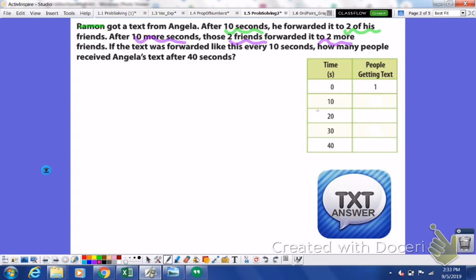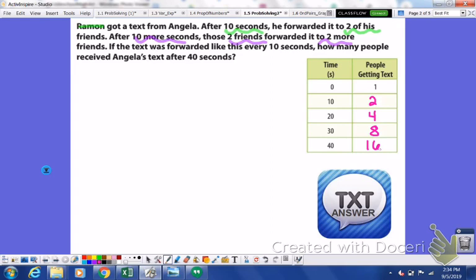After that first 10 seconds, he sends it to 2 of his friends. So after 10 seconds, 2 people have received the text. And then going back to our highlighting, after 10 more seconds, those 2 friends forwarded to 2 more of their friends. So if 2 people forwarded to 2 people each, that would be 4 people getting the text. Another 10 seconds, again, each of these 4 people are going to send it to 2 people, so 8 more people, we doubled again, and again, at 40 seconds, we've doubled again. So there we filled in our chart, we have all the numbers that we need.